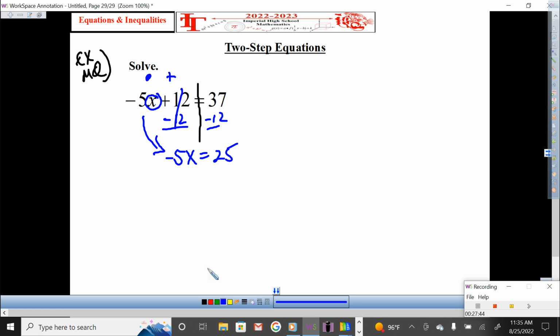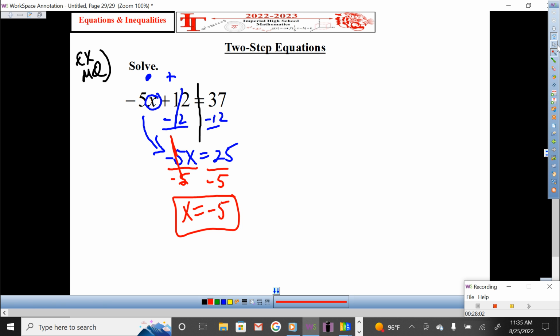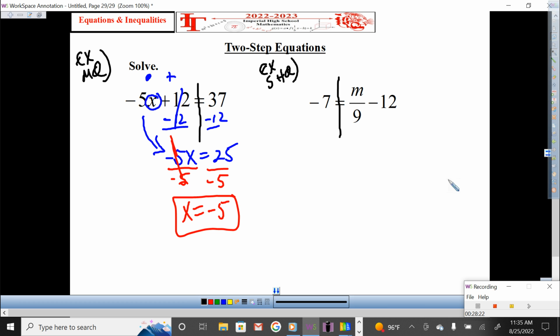And last but not least, what is the inverse of multiplication? Division. Divide by negative 5. X equals negative 5. Coming back, yeah? So, copy this one. Example, Shazam Q. Negative 7 equals m over 9 minus 12. Let's see if you can do that one by yourself. Let me help you out really quick. Copy and go.